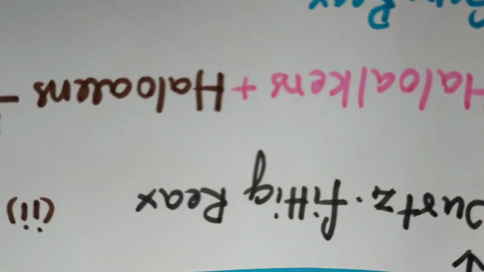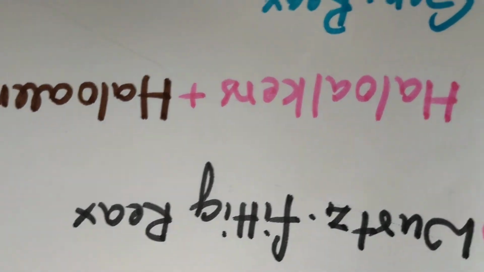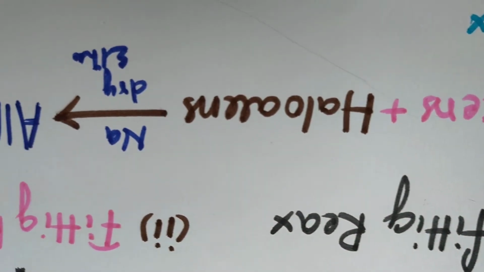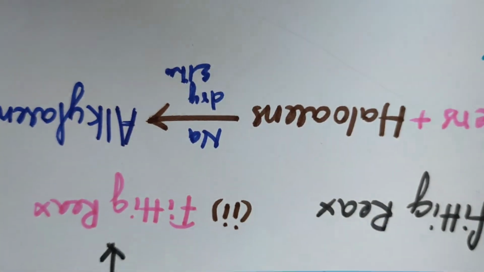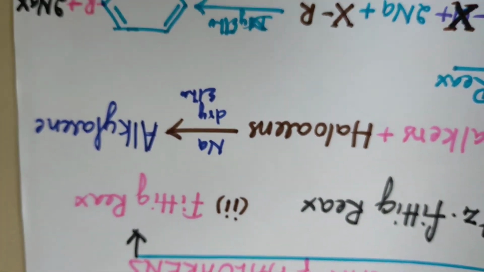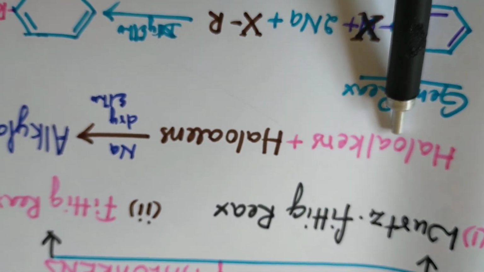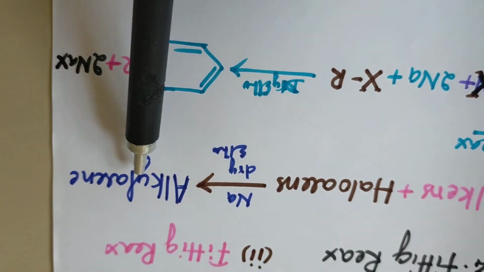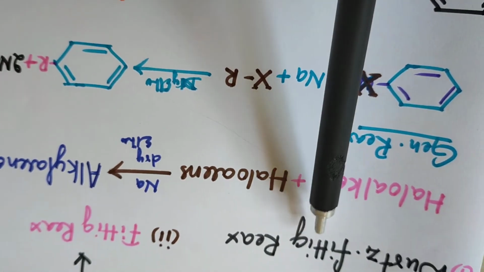When haloarenes are treated with haloalkanes, observe here, both haloarenes and haloalkanes are treated together in the presence of sodium in dry ether, it forms alkyl arene. The formation of alkyl arene is the product of the Roots-Fittig reaction. When haloalkanes are treated with haloarenes in the presence of sodium in dry ether, they form alkyl arene. That reaction is called the Roots-Fittig reaction.